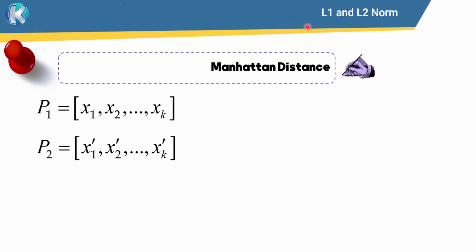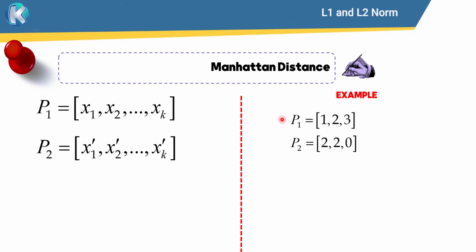And now based on L1 and L2 norm and whatever we have learned so far, let's talk about some distances. So first of all, let's talk about the Manhattan distance. Suppose that we have 2 points, P1 and P2, and these are their corresponding coordinates. For example, this is the coordinates of point 1, which is 1, 2, 3, and these are the coordinates of point 2, which is 2, 2, and 0.